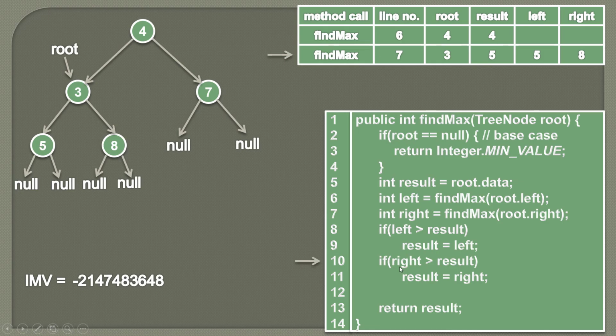We'll check whether right's value is greater than result or not. So value of right is 8, which is greater than result, which is 5. So this condition also comes out to be true. So we'll simply update the maximum value, which is 8, into the result. So this will become 8. And then we'll simply return 8. So from this findMax method, we are returning 8, which is the maximum value among these 3 nodes. So this method will be removed from the call stack.